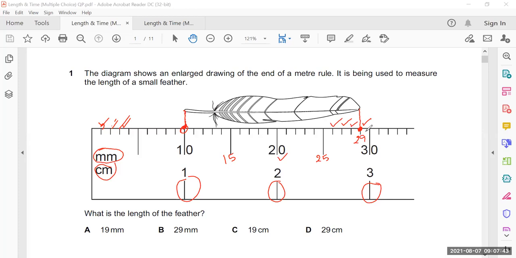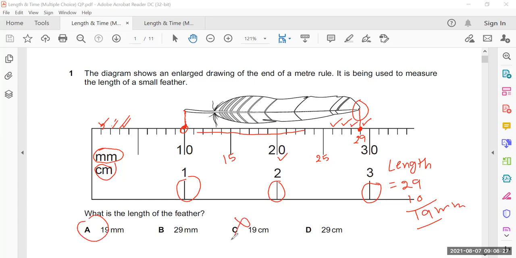So in such type of question, children, whenever you have to find the length or dimension of any object placed on a scale, they can place it anywhere. They can place one end of the object at the zero point or maybe anywhere in between on the surface of the scale. So now the length of this feather is equal to 29. You need to subtract the other end minus the first end. So 29 minus 10, that is equal to 19. And this 19, we are using this scale and this reading is in millimeter. So the answer for question number one is 19 millimeter.